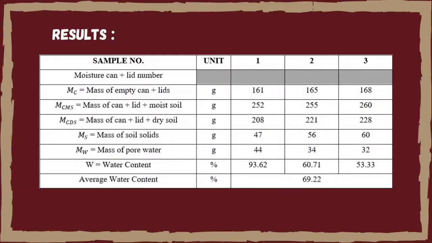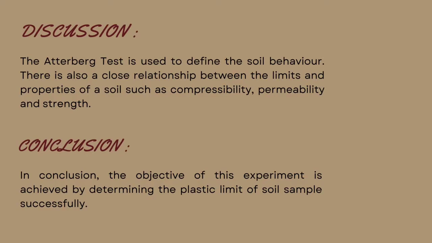So this is the result for this experiment. And then the discussion for this experiment is the Atterberg test is used to define the soil behavior. There is also a close relationship between the limits and properties of a soil, such as compressibility, permeability and strength. In conclusion, the objective of this experiment is achieved by determining the plastic limit of soil sample successfully.